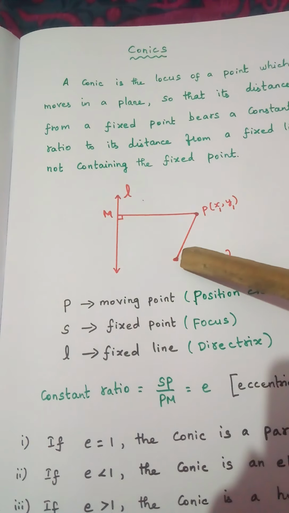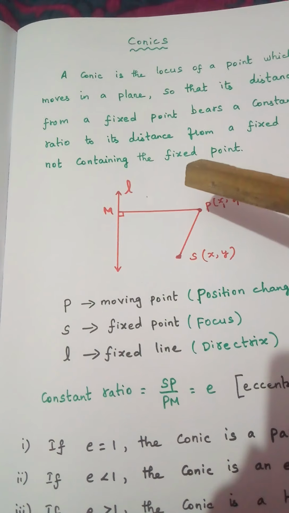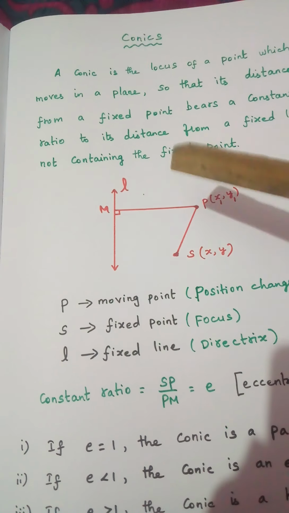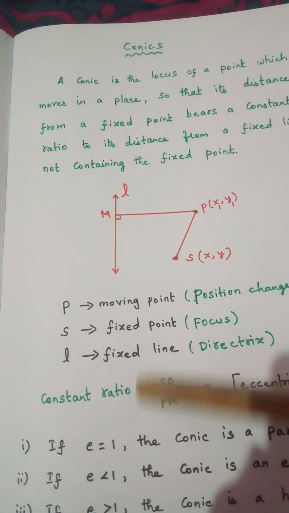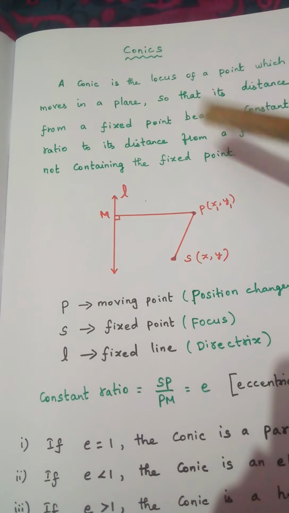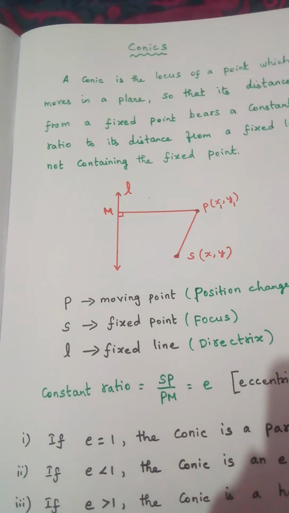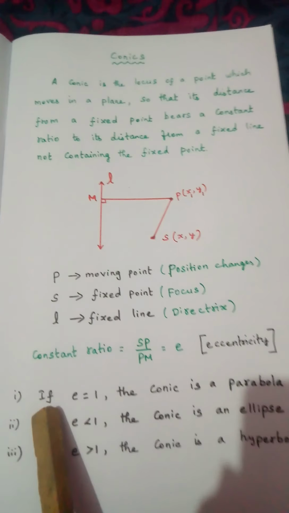What is SP? Distance between fixed point and moving point. PM is nothing but distance between moving point and the fixed line. So this ratio is called E. Such a diagram obtained is called a conic. So try to understand what is meant by conic. Next we will go for an important result.